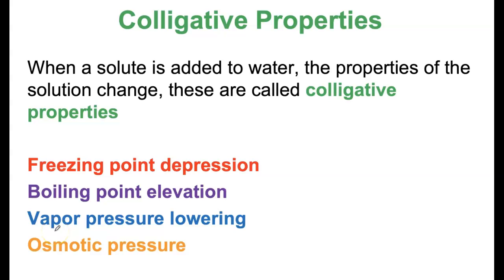And it's something that we call colligative properties. So when we have water as our solvent and we add a solute to the water, it's going to change the properties of the water. And this is something known as colligative properties. This is why the salt causes the ice to melt. It's something known as freezing point depression. We also have three others: boiling point elevation, vapor pressure lowering, and osmotic pressure that we're going to take a look at this week.